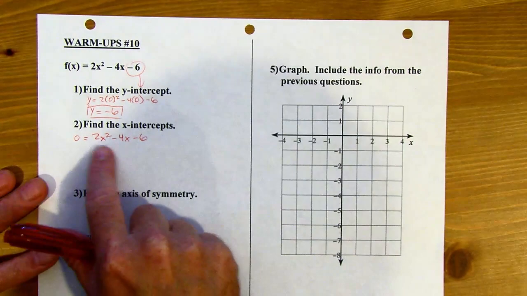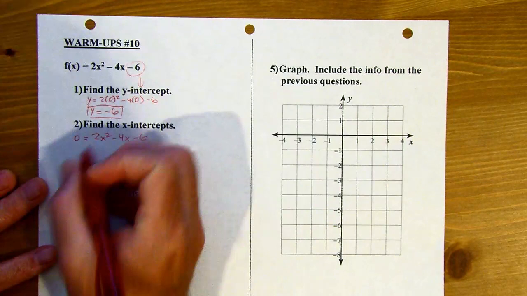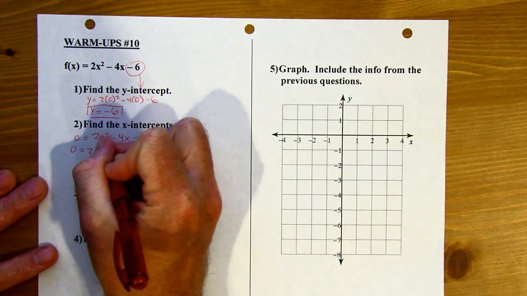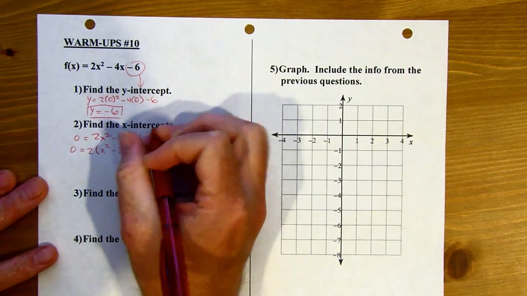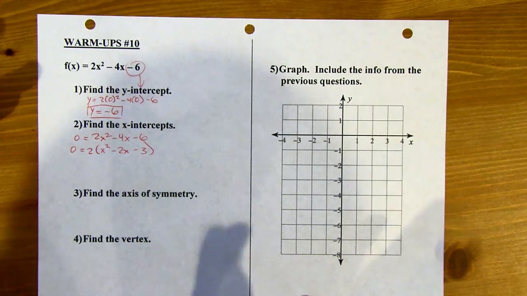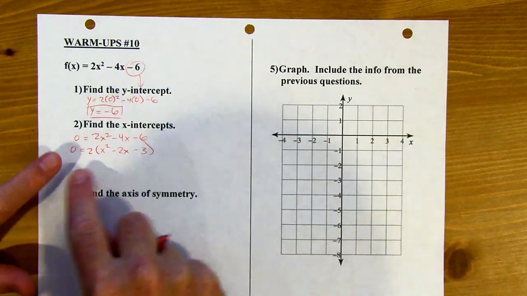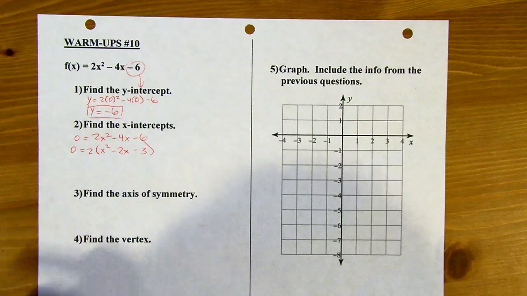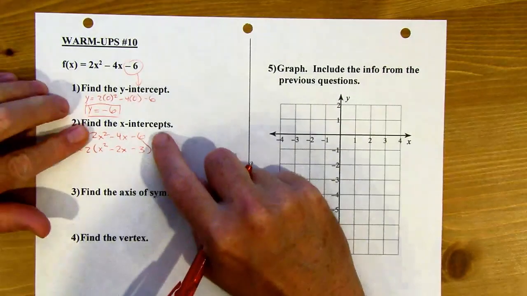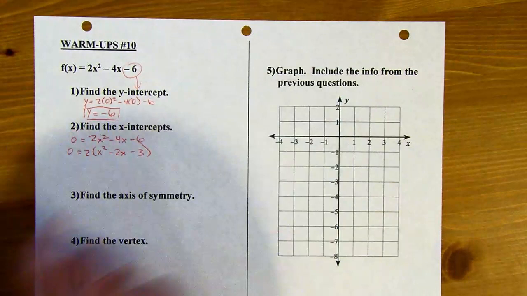Now I'm noticing there is a common factor. 2 goes into all three terms, so let me factor that out first. You could actually also just divide the whole equation by 2. That would work here. But you only want to do that when you have an equation, when you have 0 on one side equal to 0. So you wouldn't want to do it if it's just an expression. Okay, so I've got the 2 out there.